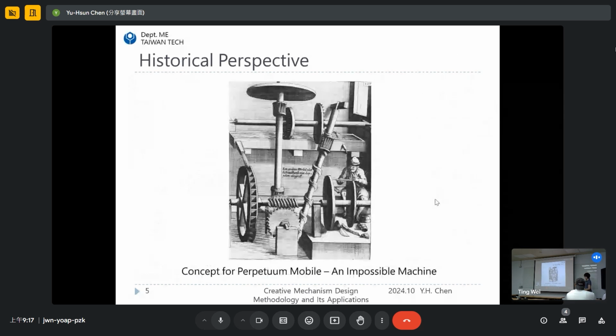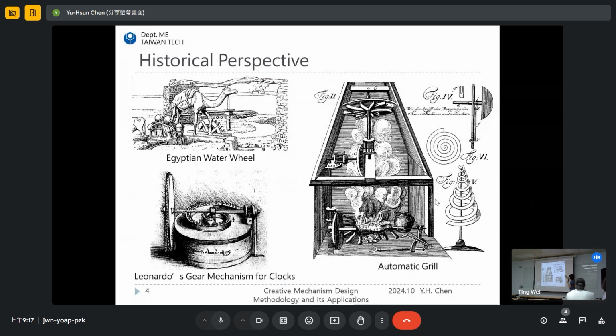For example, like this one, the ancient Egyptian water wheel. Here we can see the power source. That is a camel. And then there is a pair of gears over here. Here we have many baskets around this wheel. So once the camel moves forward, the baskets will deliver the water from the underground.